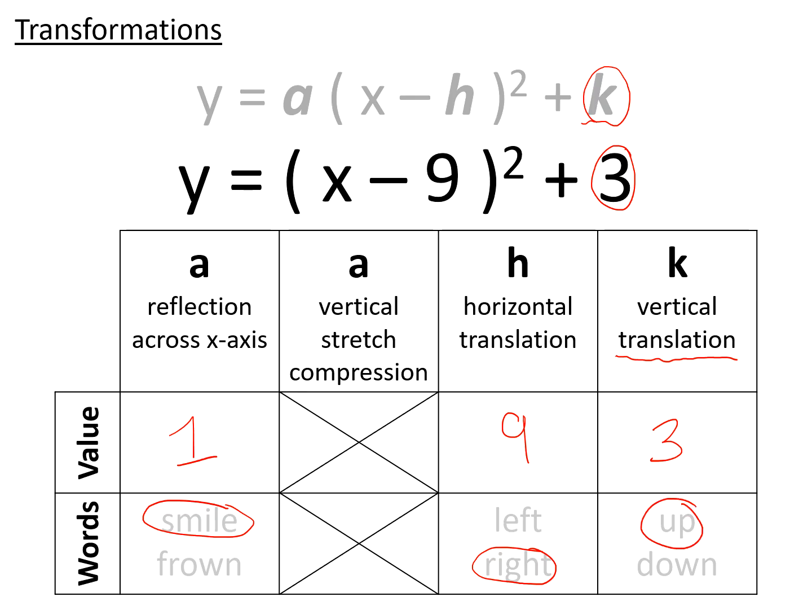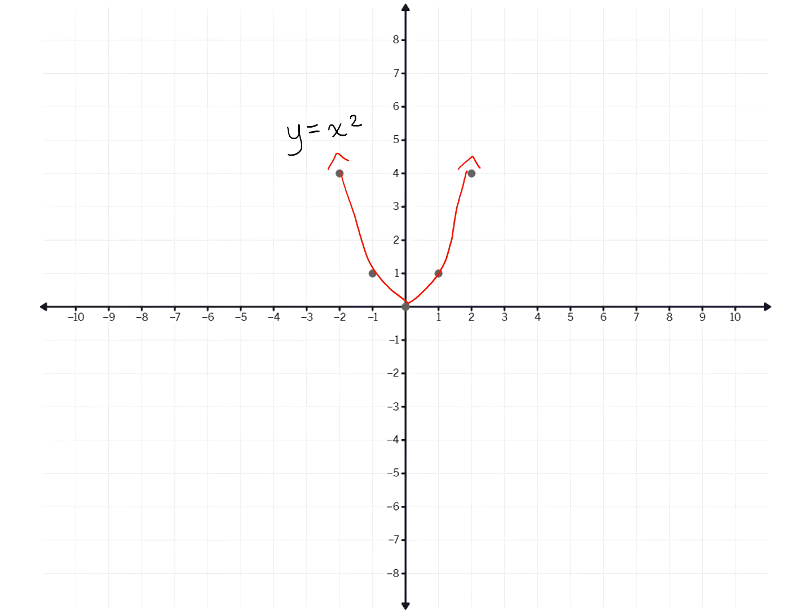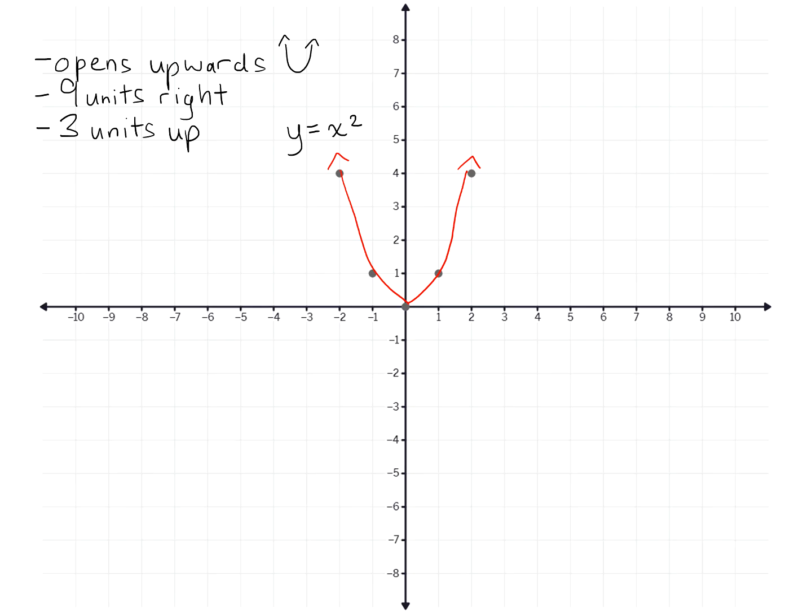In conclusion, we know that our parabola is going to be opening upwards or smiling. It has been moved 9 units to the right and 3 units upwards. If you recall, this is the parent function of a quadratic relation. The equation is y equals x squared, and this is the simplest form of a quadratic relation before any transformations have been done to it. According to our instructions from before, our newly transformed parabola should be opening upwards. It should be 9 units to the right and 3 units up.